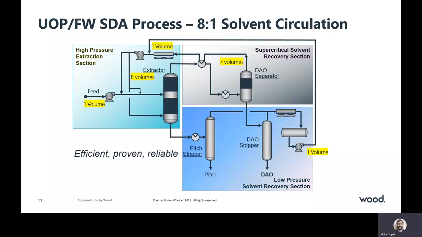Now, how the solvent circulates in a modern supercritical solvent recovery SDA unit. Feed and solvent are mixed. Solvent is added in an 8:1 solvent to oil ratio. It enters the extractor. The DAO and the solvent flow above the extractor, and nearly 7 volumes are recovered in the DAO separator and then recirculated back to the extractor after heat recovery and cooling, then sent back to the feed. Nearly 1 volume is separated from the bottom of both the extractor and the DAO separator, which is heated, evaporated, condensed, and then sent back to the extractor again. This is how the solvent circulation happens.